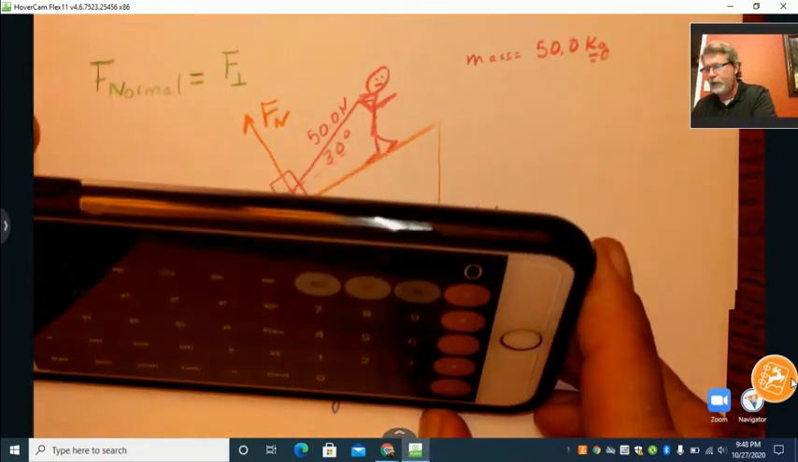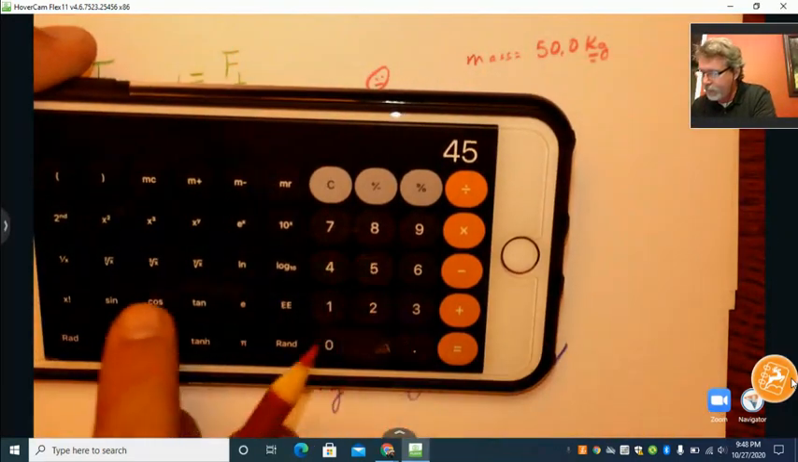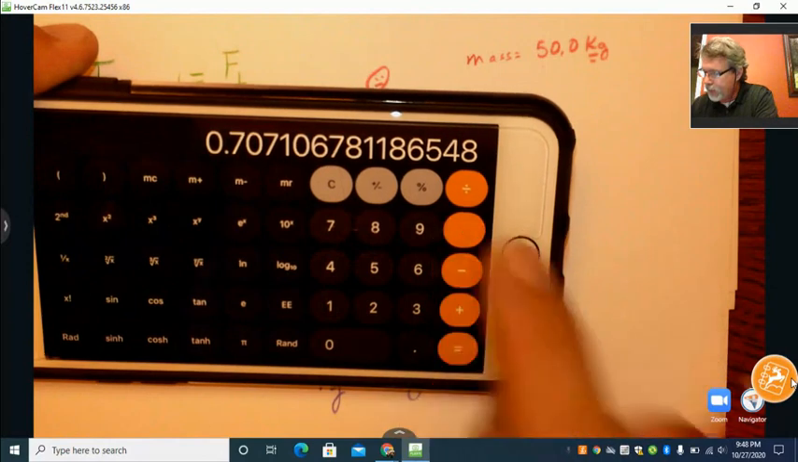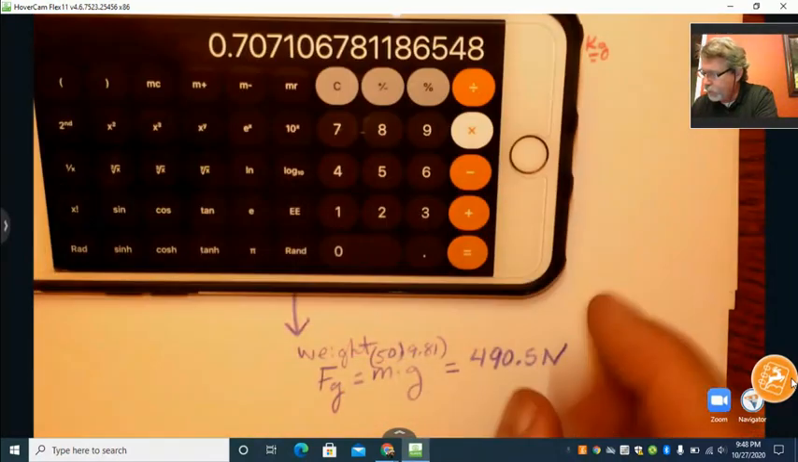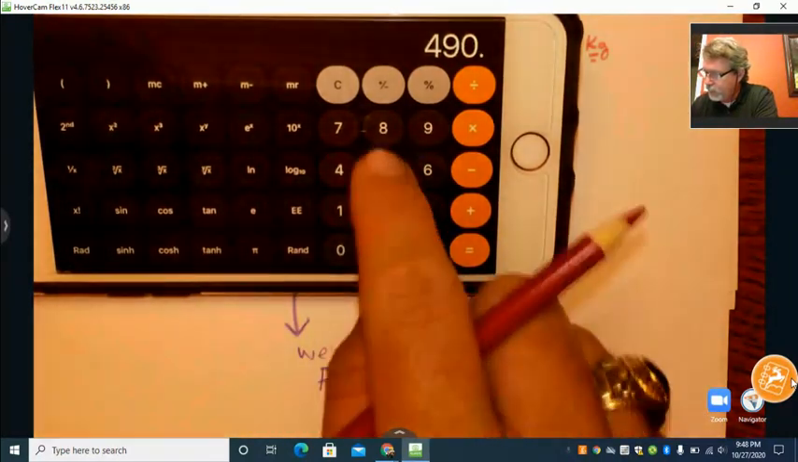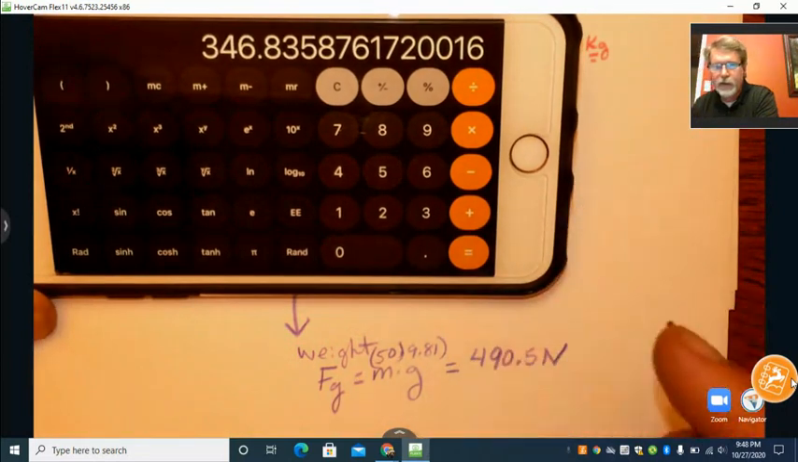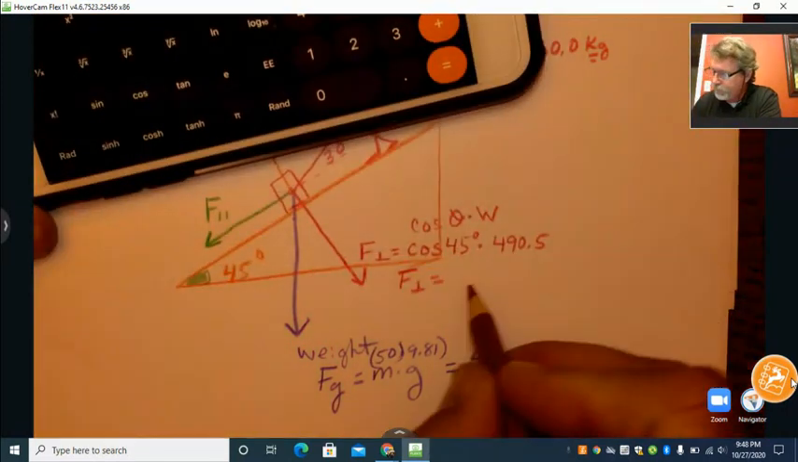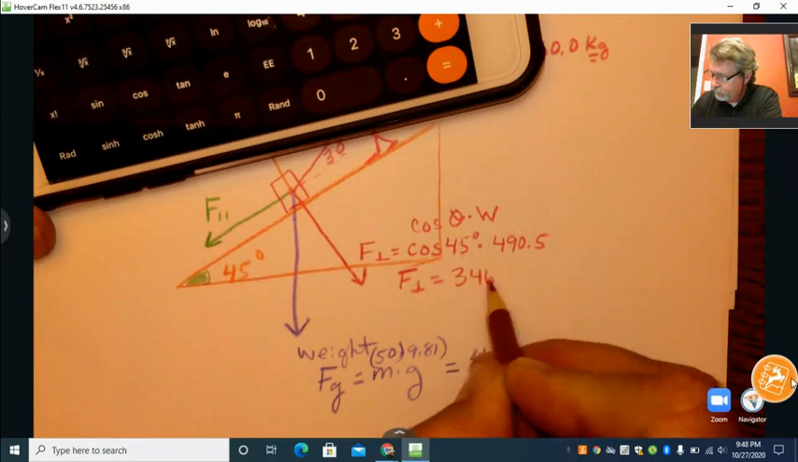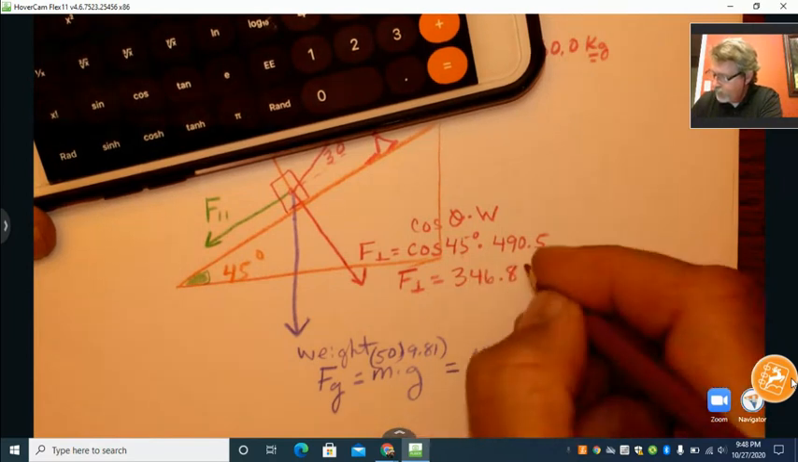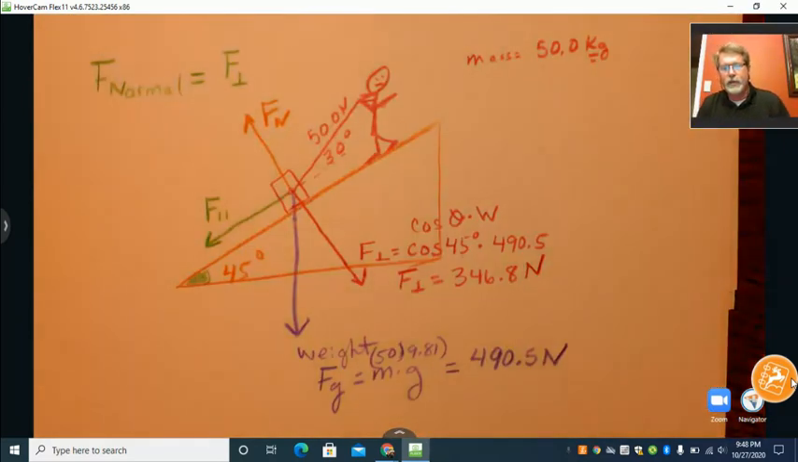If we get this calculator running, we go 45 cosine times 490.5, and we get 346.8 newtons. And we'll just use one decimal.